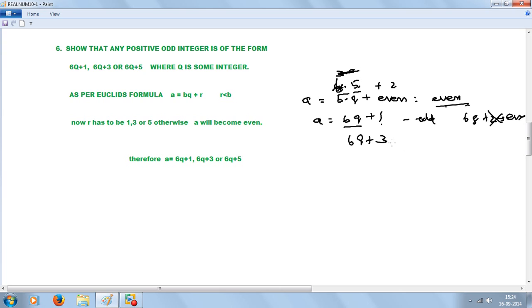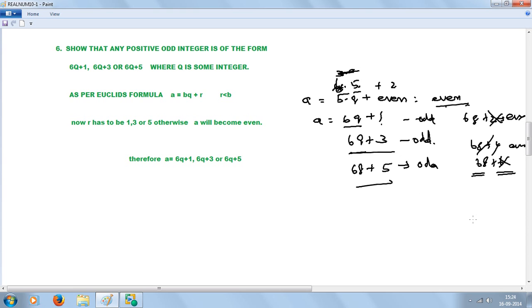So 6q plus 2 is ruled out. 6q plus 3 is odd, since 6q is even. Why is 6q even? We can take 6 as 2 multiplied by 3, so you are multiplying something by 2. 6q plus 3 is odd. Similarly, 6q plus 5 is odd. 6q plus 4 is even, and 6q plus 6 cannot come because r is less than 6. So this is also even. Therefore, these two are the answer.